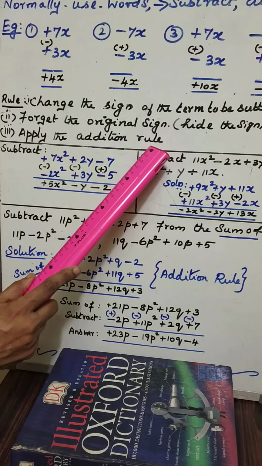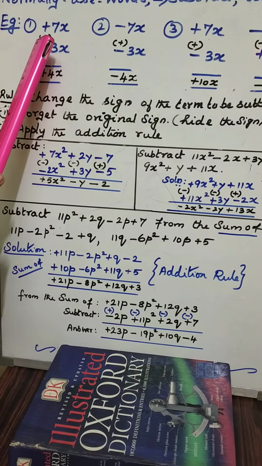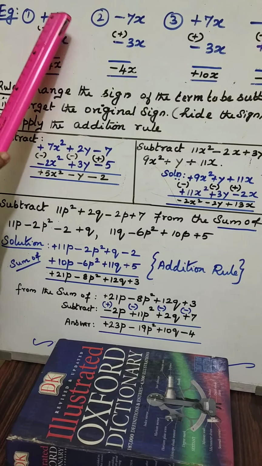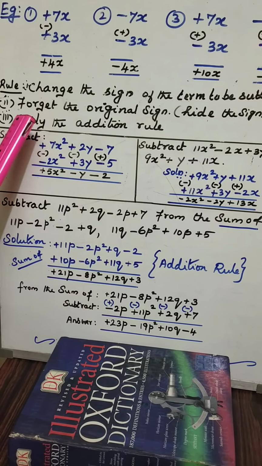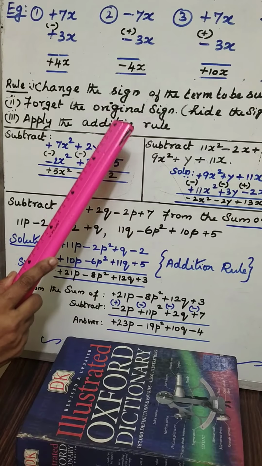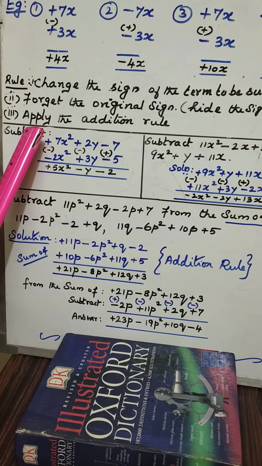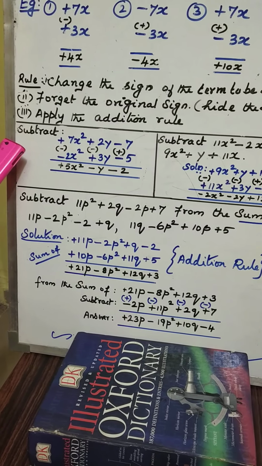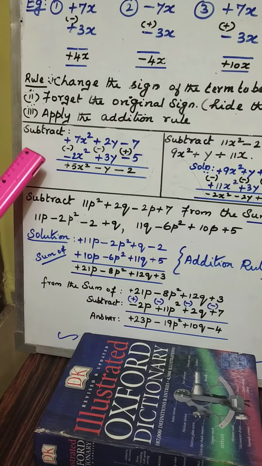Then apply the addition rule. That means what? When you hide, the new sign only belongs to this number. Hence, what you must do afterwards is apply the addition rule. Hence, the third rule is apply the addition rule. Now, in this way also, the question will come. Sum will come in that.